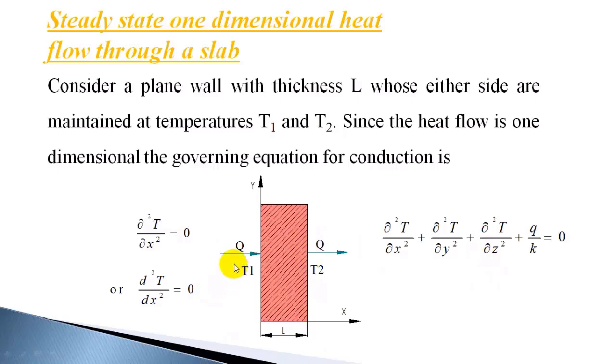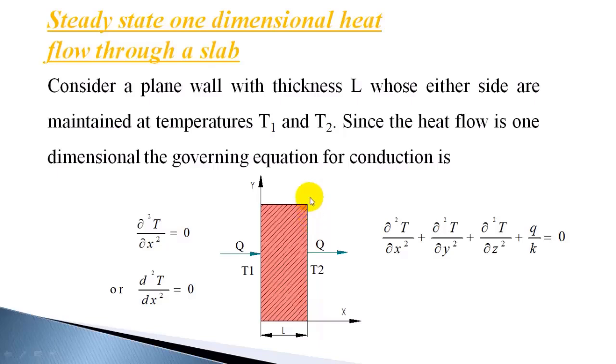We can say the flow is one-dimensional when the temperature variation does not exist in the y direction and also in the z direction. If you consider this face of the slab, the temperature is T1 everywhere. So there is no temperature gradient in the y direction, so heat cannot flow in the y direction. The right face also has constant temperature along the y direction. There is no change in temperature along the y direction, so there is no chance for the heat to flow in the y direction.